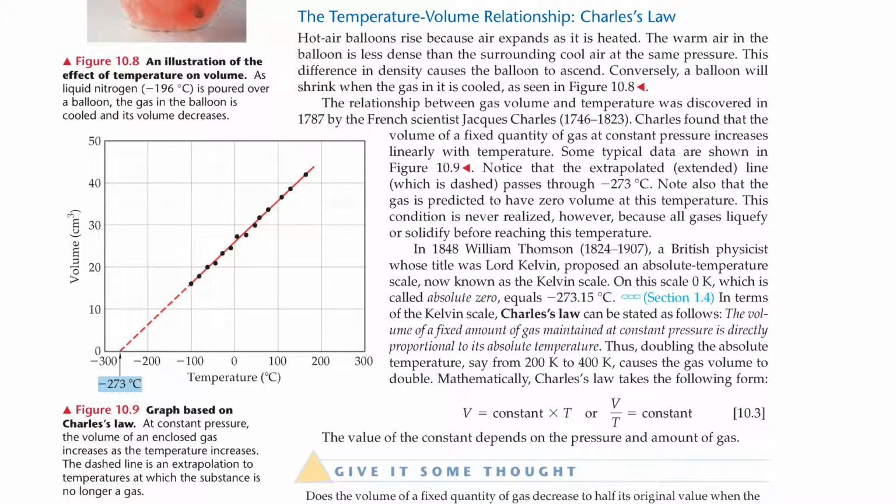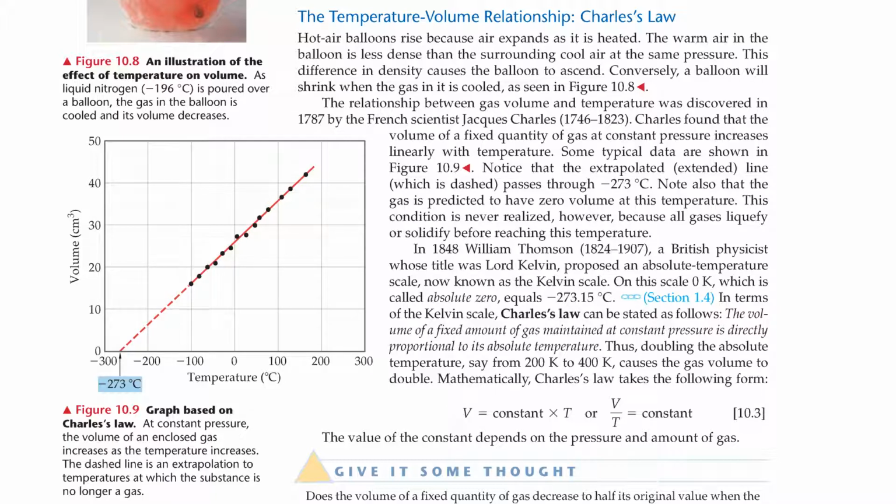In 1848, William Thomson, a British physicist whose title was Lord Kelvin, proposed an absolute temperature scale, now known as the Kelvin scale. On this scale, 0 Kelvin, which is called absolute zero, equals negative 273.15 Celsius.